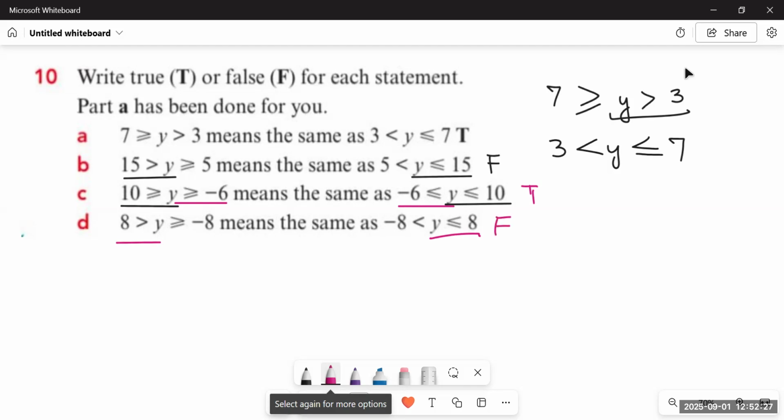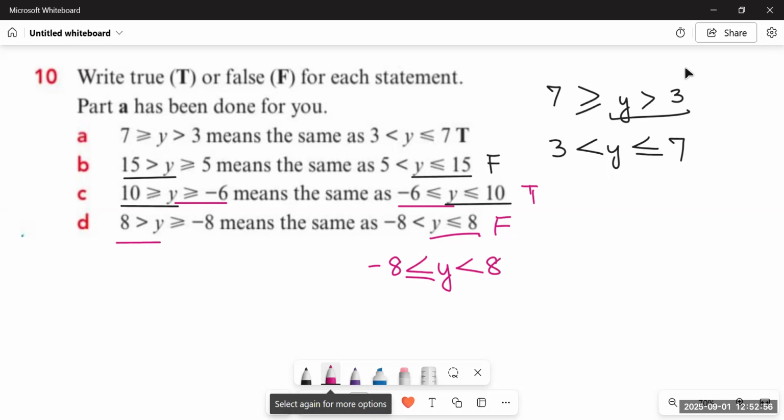So what would be the true statement for this one? It would be y is less than 8 over here, and it is y is greater than or equals to minus 8. So we can say that y is greater than or equals to minus 8. So the true statement for part D would be minus 8 less than or equals to y less than 8. You see? This is how you are going to reverse it. So you just have to focus on the signs and the numbers that they are pointing towards.